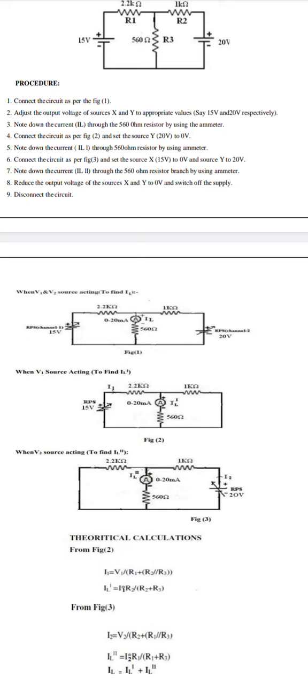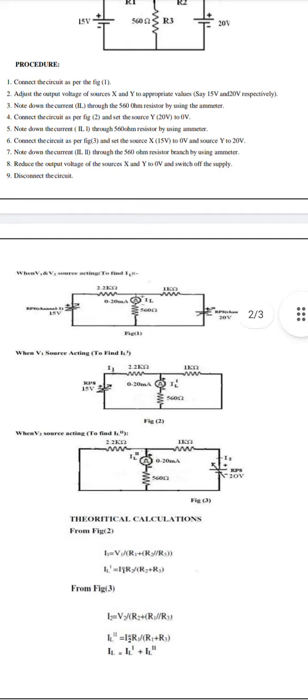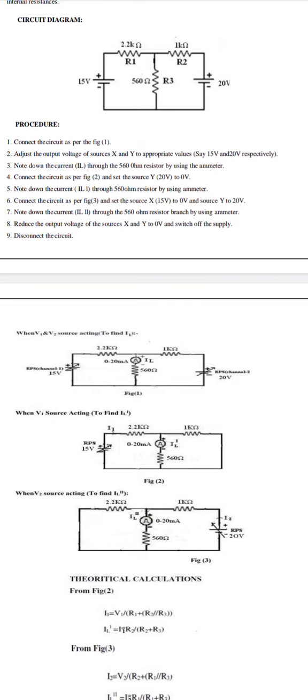In step 2, in figure 3, I short circuit the supply voltage V1 and I apply voltage 20 volts in V2. I note down the current reading IL double dash in the 560 ohms resistor. In step 3, figure 1, I apply both voltage sources V1 and V2, two voltage sources. I note down the current in the 560 ohms resistor.